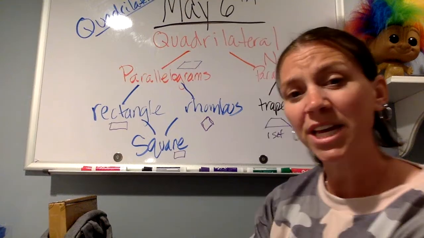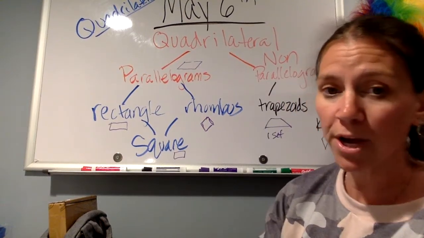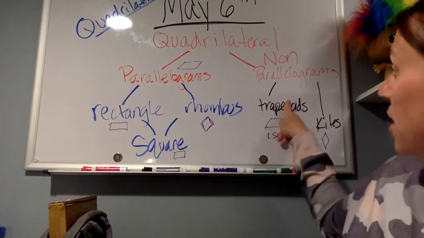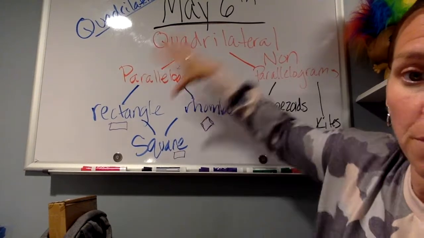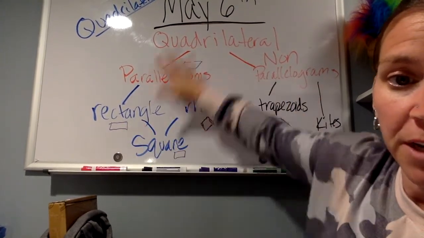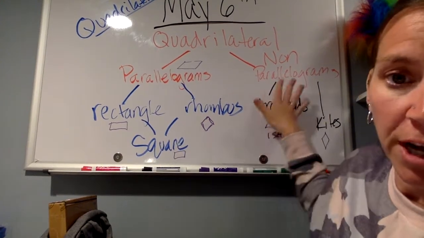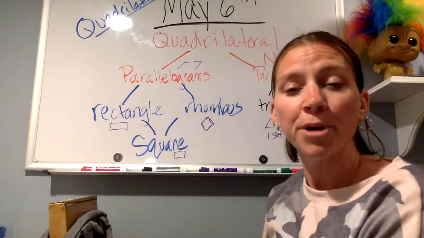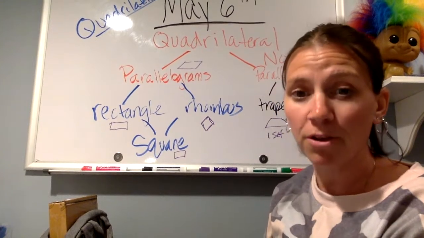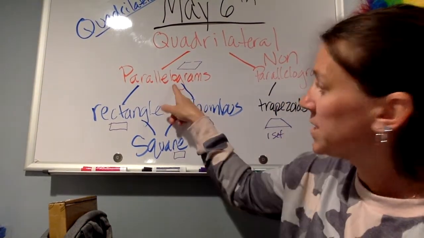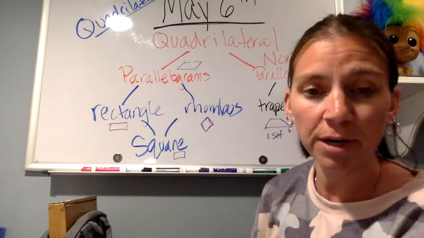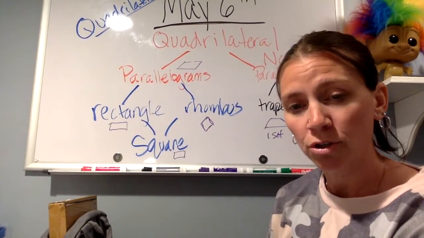So if I said to you, is a square a trapezoid? Well, a square is not a trapezoid because they are on two different branches. They have to be on the same branch. And he's over here, so a square can't be a trapezoid. Okay? But if I asked you if a rhombus is a parallelogram, yeah, a rhombus is a parallelogram because parallelogram's right above it on the same branch.